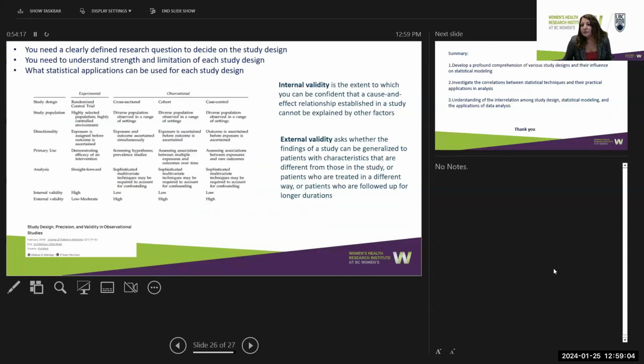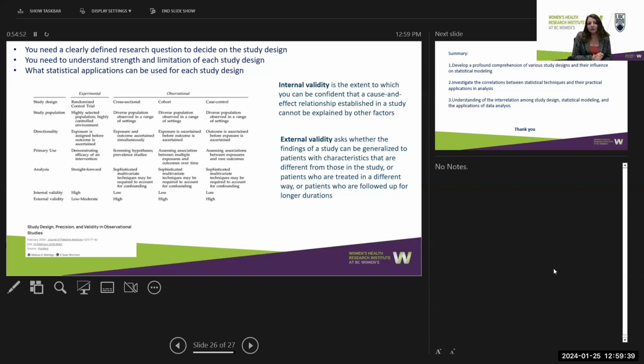So this is my summary slide. Basically it shows the differences between experimental and observational study designs, and the major difference between those is internal and external validity. So internal validity is the extent to which you can be confident that the cause and effect relationship is established. So we can only reach high internal validity with a randomized trial.